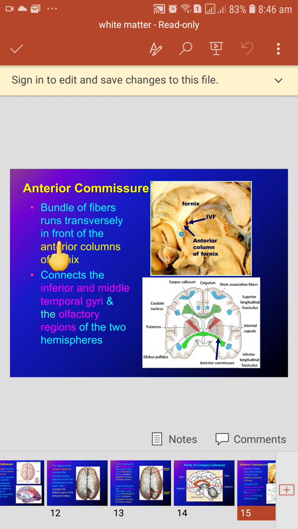Firstly, the anterior commissure. We are discussing the commissural fibers. Up till now, we have discussed the corpus callosum, which is one of the commissural fibers, and its parts, forceps minor and forceps major. Now we are discussing another type of commissural fibers, which is the anterior commissure. The bundles of fibers run transversely in front of the anterior columns of the fornix. It connects the inferior and middle temporal gyri and the olfactory regions of the two hemispheres.